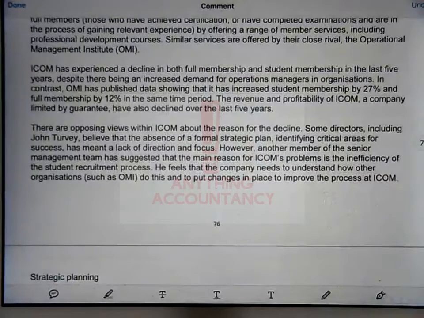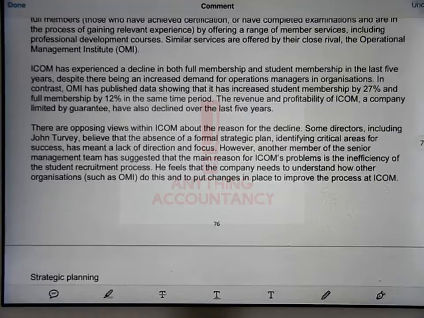There are opposing views within ICOM about the reason for the decline. Some directors, including John Tewi, believe the absence of a formal strategic plan identifying critical areas for success has meant lack of direction and focus. However, another member of senior management suggests that the main reason for ICOM's problem is the inefficiency of the student recruitment process. Okay. They're looking at a process and how to improve the process. You're looking at a single process. That means what? What kind of benchmarking should you do? Functional benchmarking, which relates to best in class.